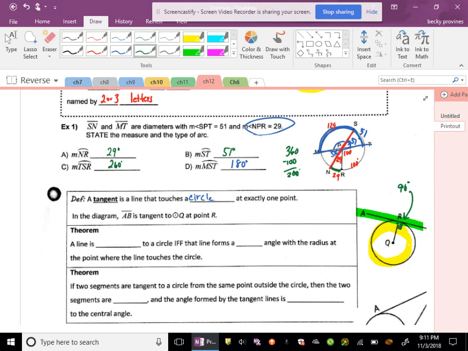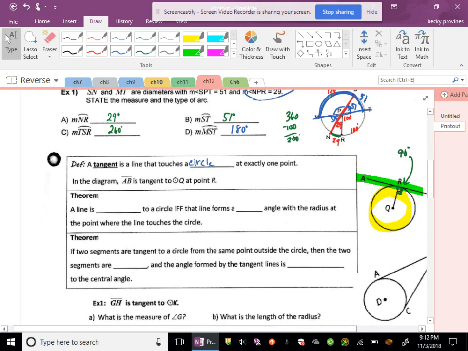Okay, we have to know that because it's going to turn into a lot of Pythagorean theorem problems. And yeah, like I said, you have to know that. Okay, a line is blank to a circle if and only if the line forms a blank angle at the radius. Okay, so a line is tangent to a circle if and only if that line forms a 90-degree angle with the radius at the point at which it touches the circle. And that point, again, is the point of tangency.